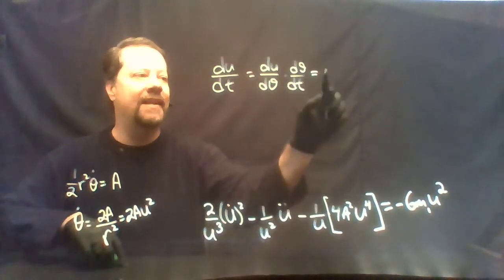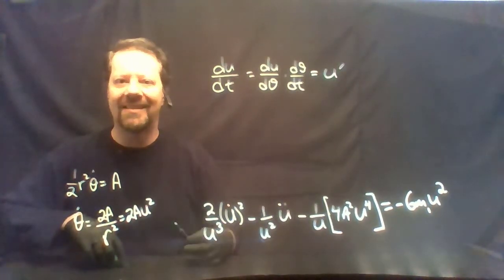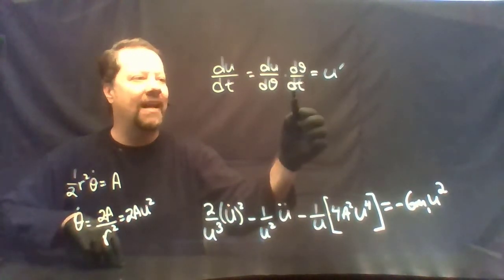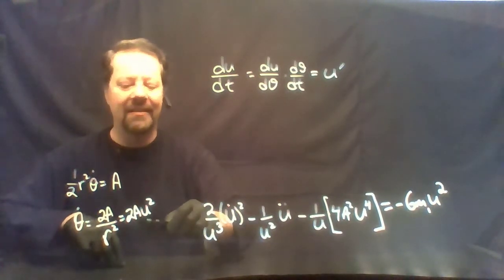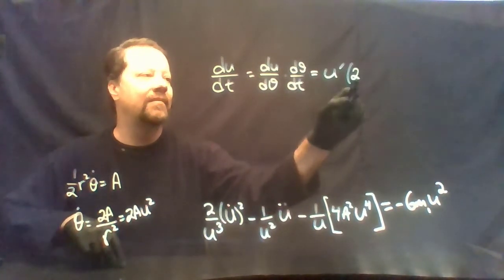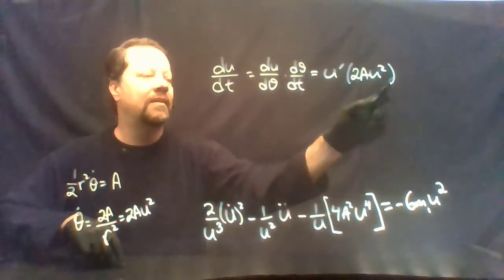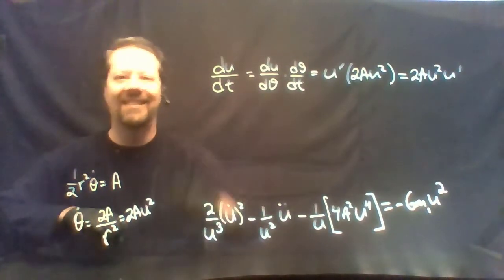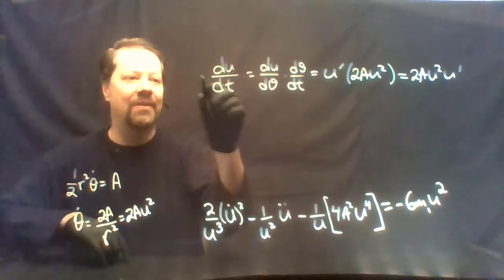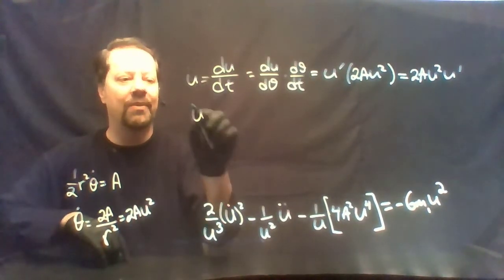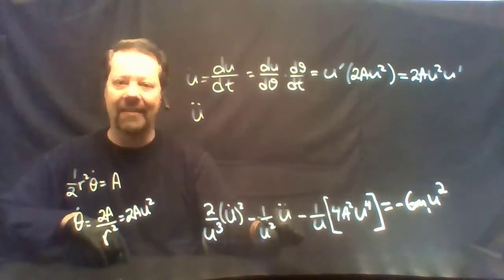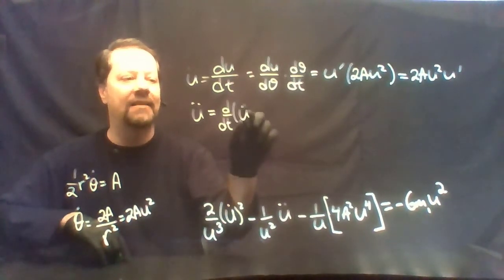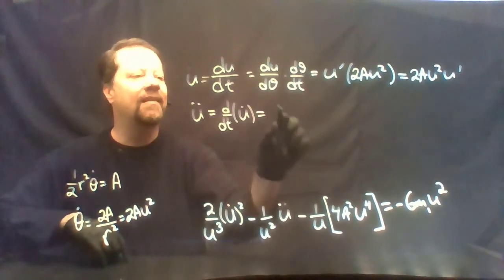Let's write du/d theta as u prime, Newton's way of denoting derivatives with respect to a spatial variable used a prime. We have here a theta dot, but theta dot is 2A u squared. So we get 2A u squared u prime in place of du/dt, which is u dot. What about u double dot, which is needed in our equation? That should be the derivative with respect to time of u dot, which we know to be this.